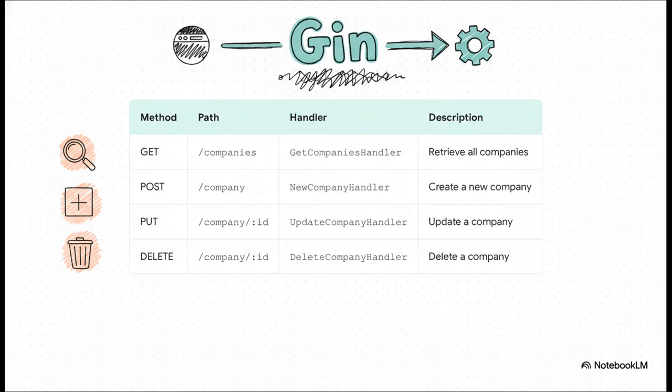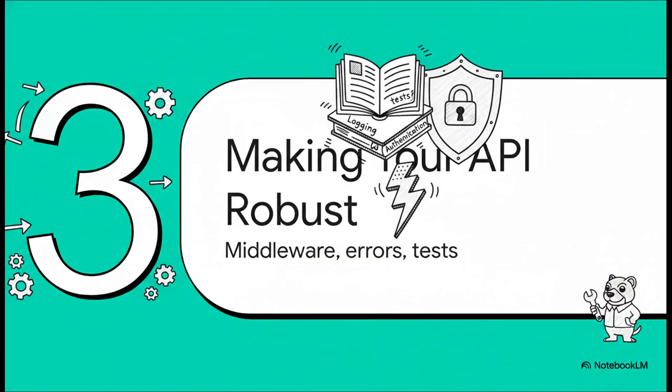As you can see here, it's super straightforward to lay out all your standard API operations, create, read, update, and delete, and build a complete logical API. Okay, having an API that works is a great start. High fives all around. But you are not putting that into production yet. No way. We need to make it robust. We've got to add layers for things like security, proper error handling, and of course, tests.